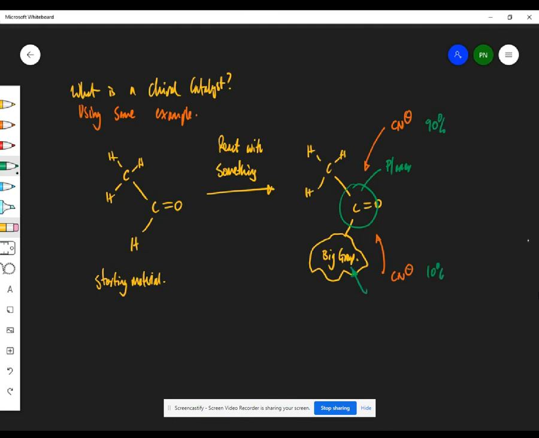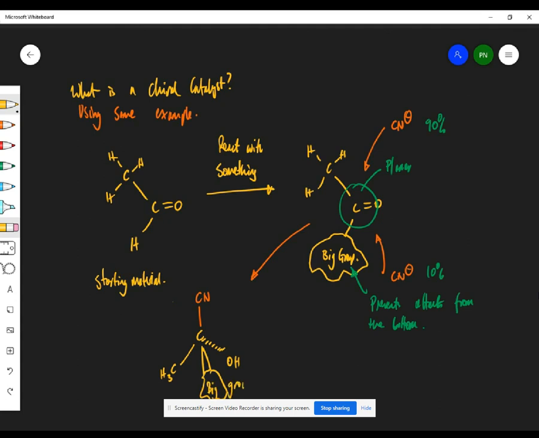So it's more likely to attack from the top, and I've given the example 90% from the top and 10% from the bottom. The big group prevents attack from the bottom. So what happens then? If we have this, we're going to get a molecule like this. Oops, I've done that wrong. Let me do that again. Let me get rid of that. So if it attacks from the top, let's pretend it only attacks from the top, and there we go. The CN goes from the top, and we get our CH3, we get our OH like that, and we get our big group there, don't we?